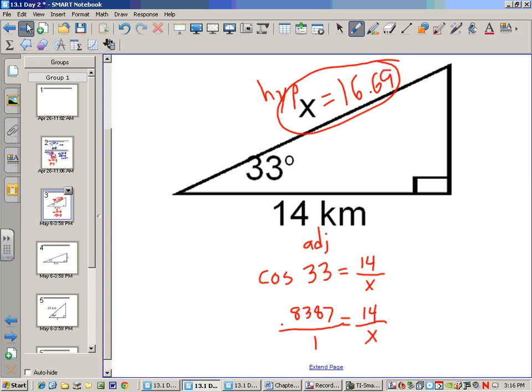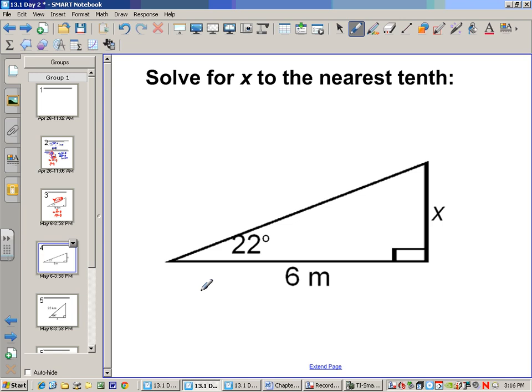All right, let's try another problem. So pause the video, see if you can find the value of x. All right, hopefully you're done. This is the opposite side. This is the adjacent side. So opposite over adjacent would be tangent. Tangent of 22 is going to be my opposite side, which is x, over my adjacent side, which is 6.